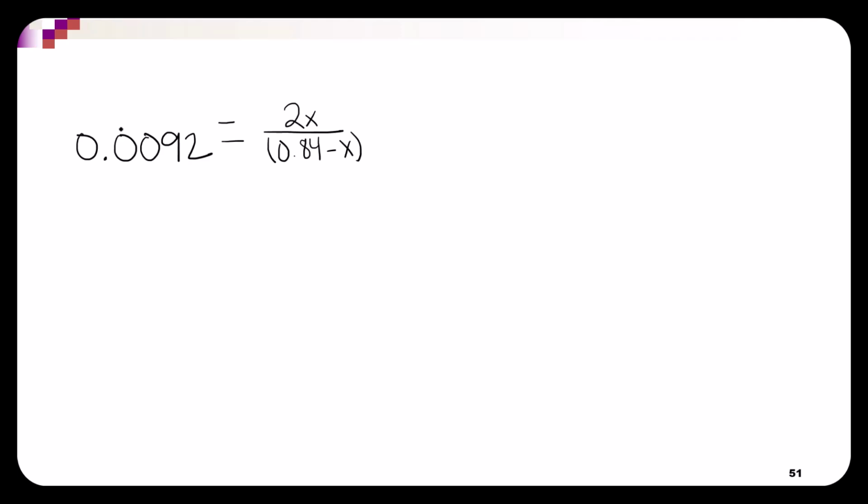Here, no quadratic, right? We just have to solve for that x value. So we've got to get that mess out of the denominator. So if we divide by that to get rid of it, we're going to multiply by 0.84 minus x on the bottom. On the top, those cancel. Whatever I do to the right side, I also have to do to the left side. So 0.84 minus x.